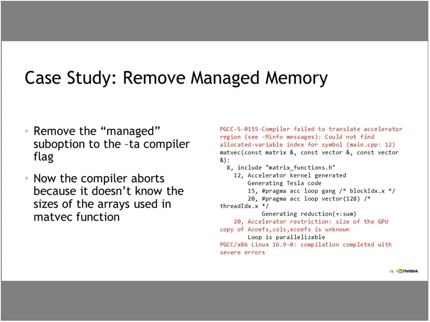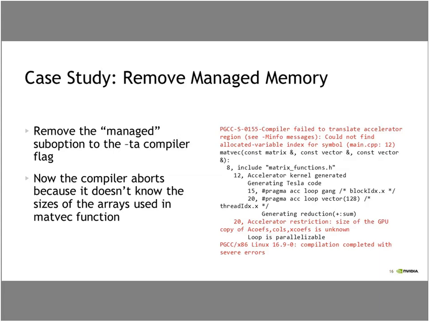So the first step, if you'll recall last week, we built with the target accelerator flag, and I specifically said TA equals Tesla:managed, and that tells the compiler to use managed or unified memory. So I'm going to take that out and see what happens when I build. And right away, the compiler is going to abort. In one of our three big routines, in this case the matvec routine, the compiler can't build the code now because we're not using managed memory.